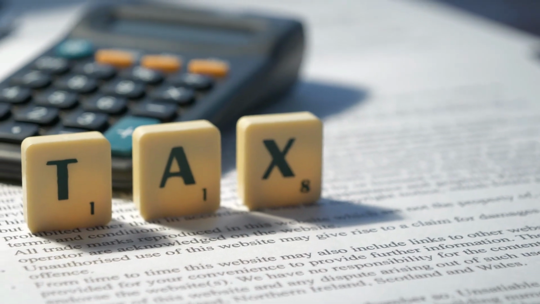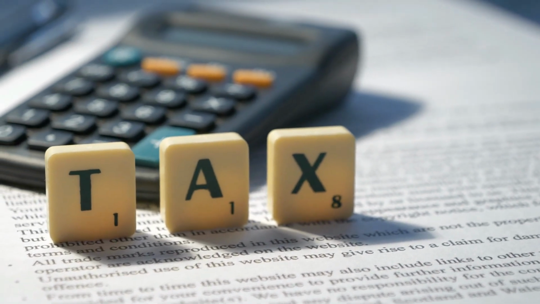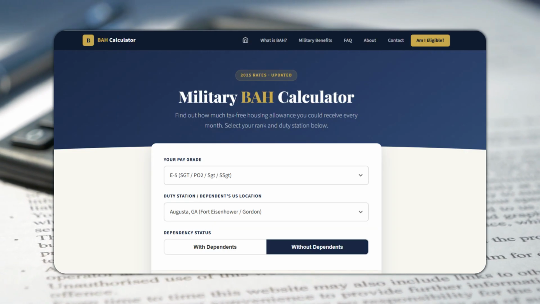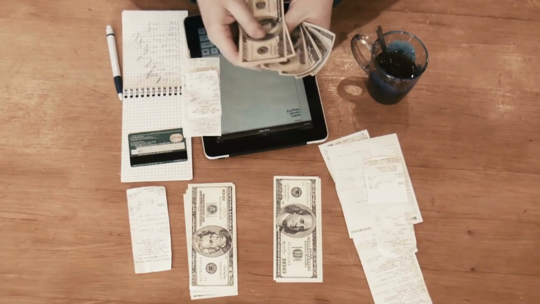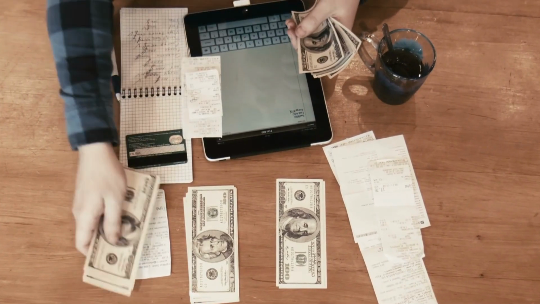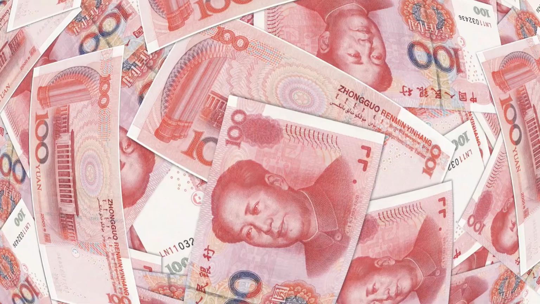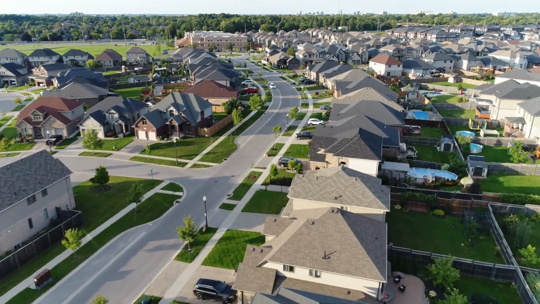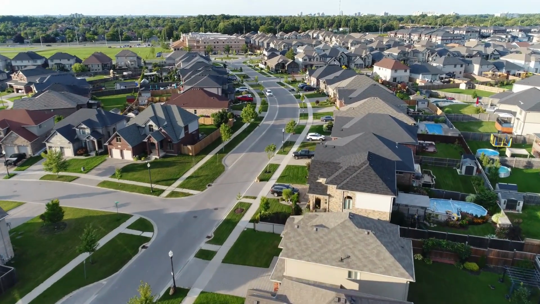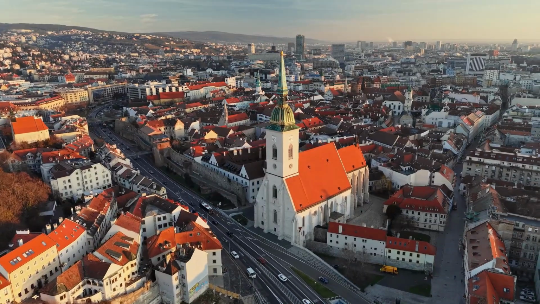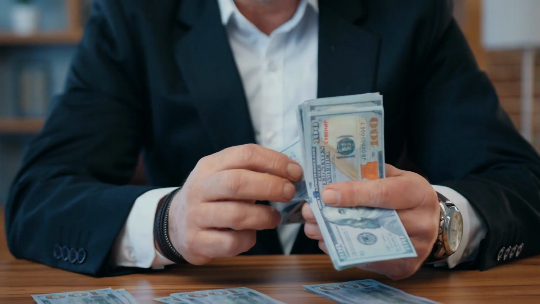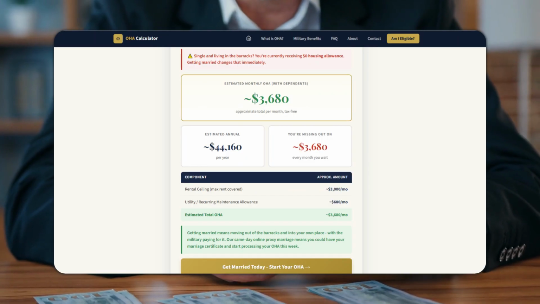One key thing to understand: OHA is also tax-free, just like BAH. That's a significant benefit when you're managing a budget in a foreign country where your paycheck is in dollars, but your landlord wants euros, yen, or pounds. For 2026, rates have been updated to reflect current overseas housing markets. Some locations, particularly in Europe and Japan, have seen notable cost increases, and the OHA tables reflect that.